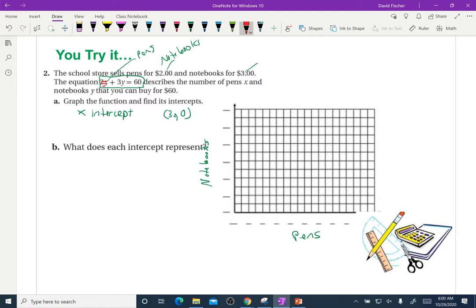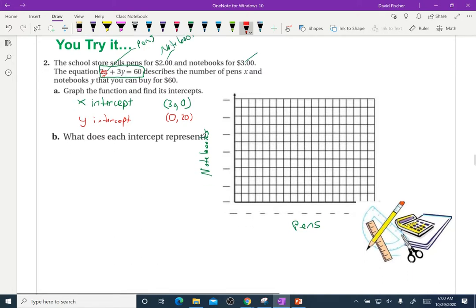Next, I'm going to put a 0 in for the x, and that goes away. I like to do that so I remember where the other number goes. So I put a 0 in for the x, and I get a 20. So my y-intercept is 0, 20. So now I can kind of plan out my paper here on my scale.